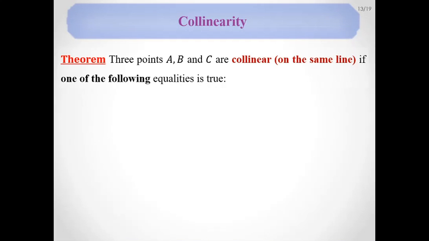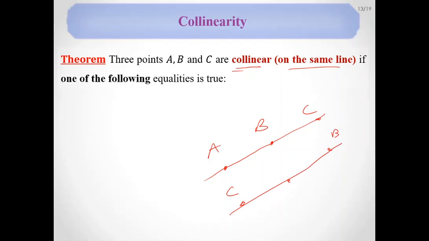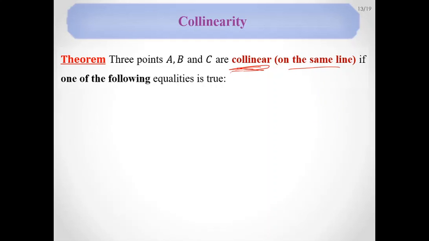Okay, one other application of the distance formula is collinearity. Collinear means on the same line. So if A, B, C are on the same line, let's say A, B, C, these are on the same line, or it might be in a different order, like C, A, B. The question is, how do we know if 3 points are on the same line or not, or collinear? In other words, are they collinear?